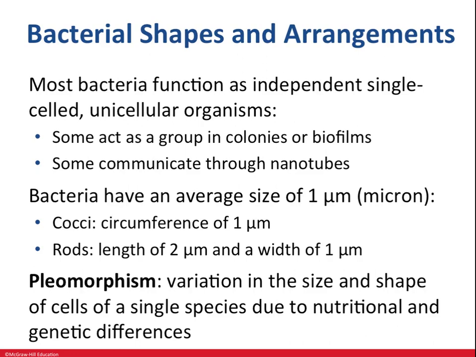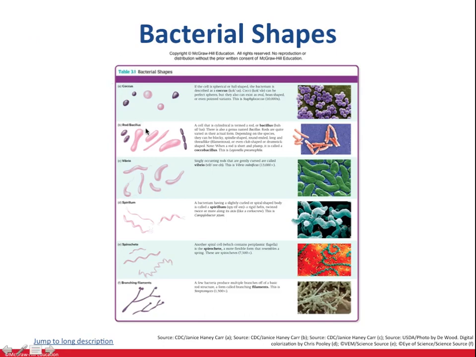Pleomorphism. That means different bacteria have all kinds of sizes and shapes. Based on the size and shape, we can classify the bacteria into different categories. Why do the bacteria have different sizes and shapes? Because this is determined by the hereditary information in the DNA. So here is pleomorphism.